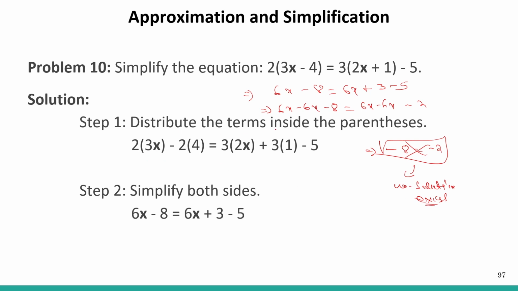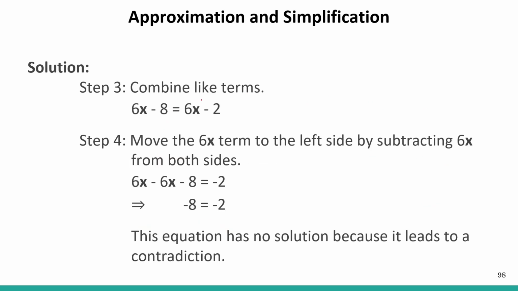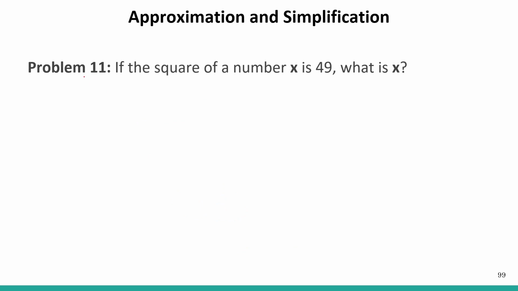So again, distributing the terms inside the parenthesis, we are left with this value, right? So combining the like terms, we are left with this, so it will be minus 8 is equal to minus 2. So there is no solution, okay, because it leads to a contradiction or not meaningful statement. Okay. So let's see problem number 11.